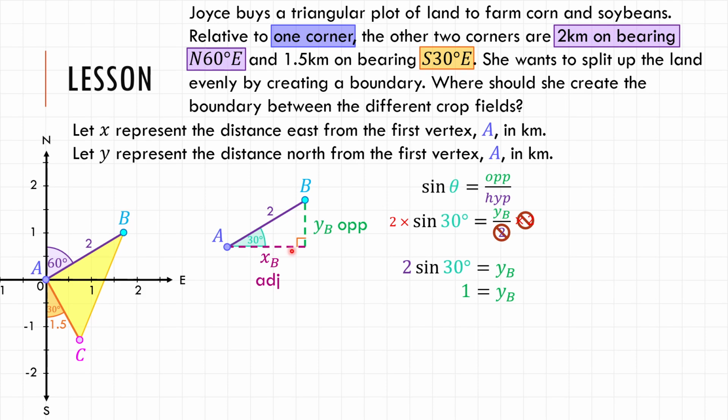To find the x value, I have this is the adjacent side, and the ratio that compares the adjacent side to the hypotenuse is cosine.